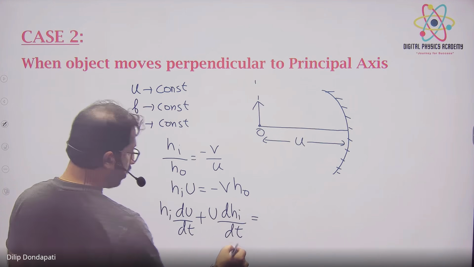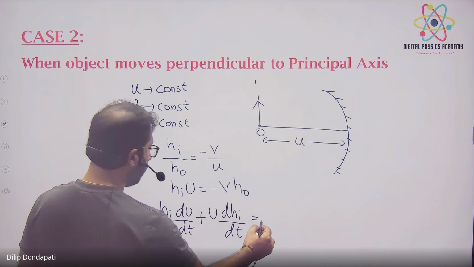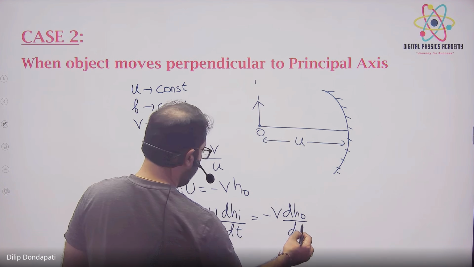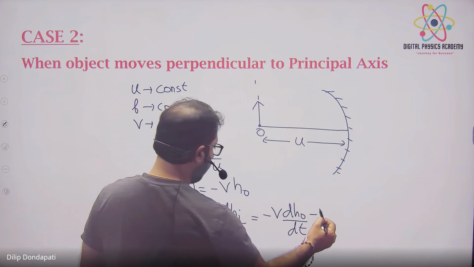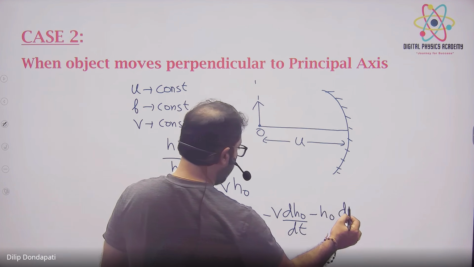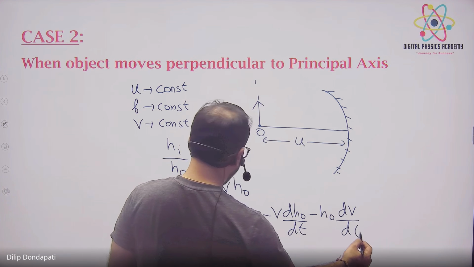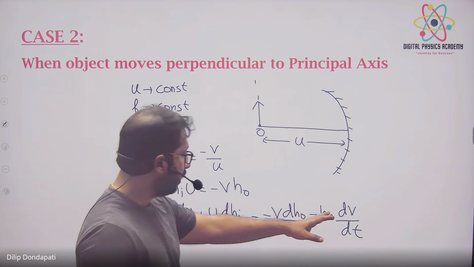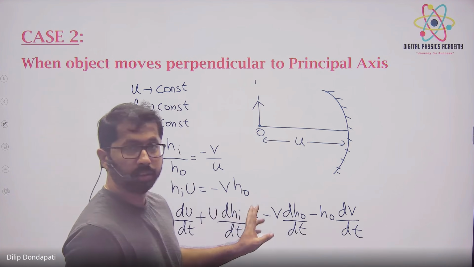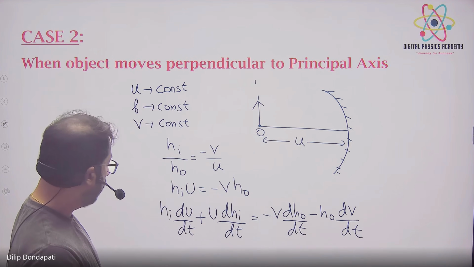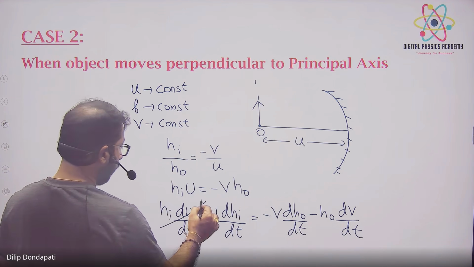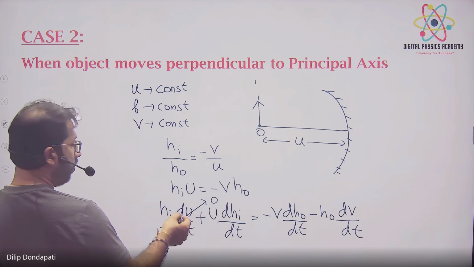Then we will see which term will be there. Minus V into dH0 by dt, then minus H0 times dV by dt. Okay, V is the image distance, and U is the object distance. Tell me which one is 0 now. Which one will be 0 among du by dt and dv by dt? Du by dt is 0 because it is the rate of change of distance, so the same.